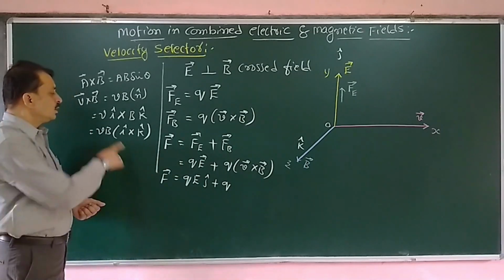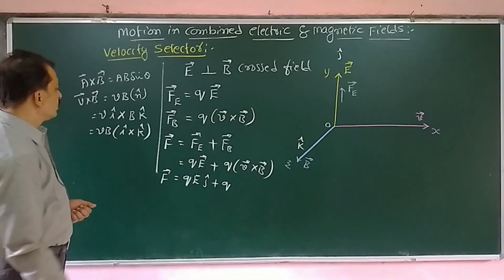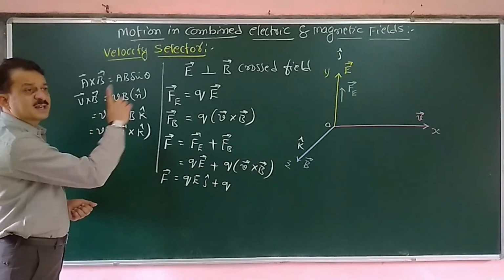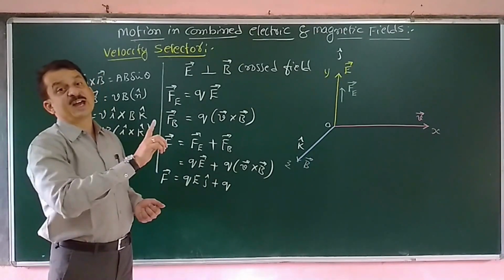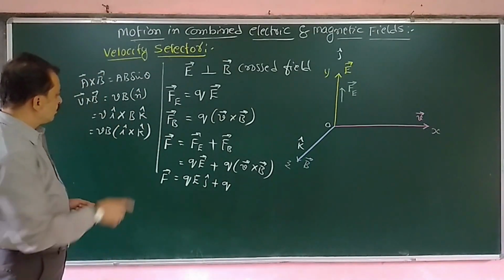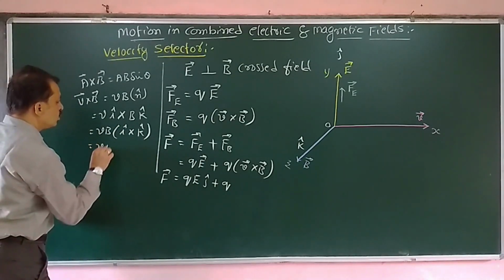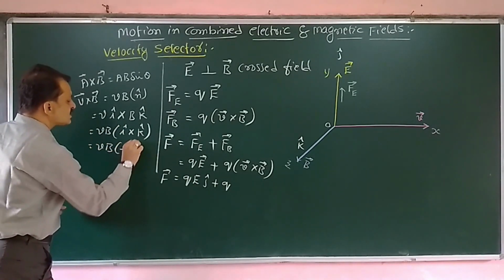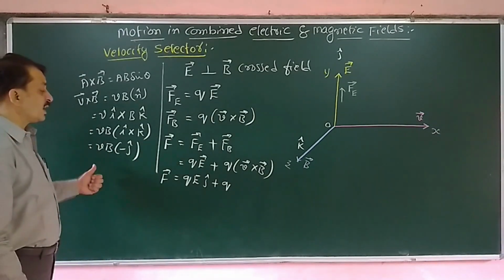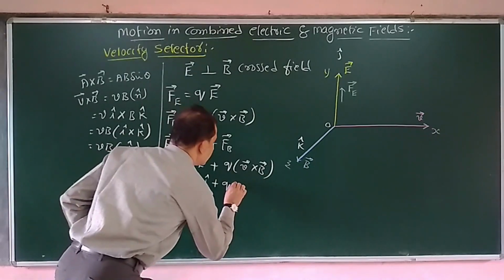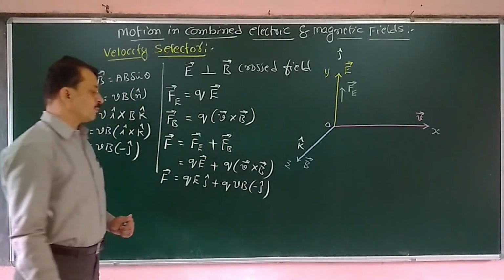Clear? Now in the case of cross product of unit vectors, we have i cross j is k, j cross k is i, k cross i is j. But here it is i cross k. Therefore it becomes VB minus of j cap. So therefore I will write here QVB minus of j cap.